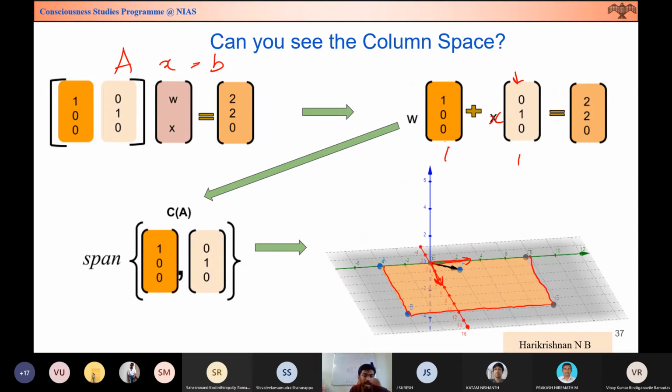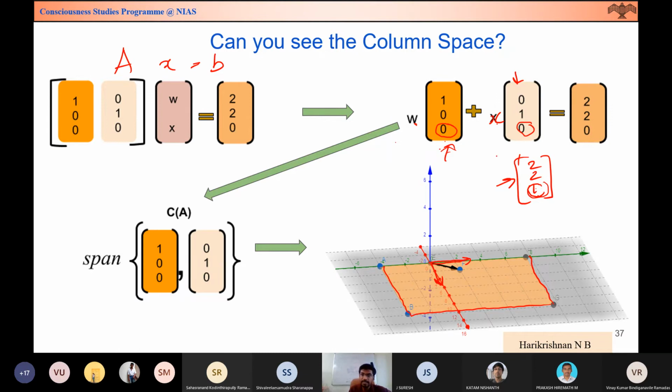Why is it only a plane? I will never get any value which has a nonzero third coordinate. For example, if I have (2, 2, 1), I can never get this particular vector by a linear combination of (1, 0, 0) and (0, 1, 0), because the last element is 0 in both, and here the last element is 1. No matter what w and x I choose, I can never get (2, 2, 1). So this actually spans a subspace of a three-dimensional space.